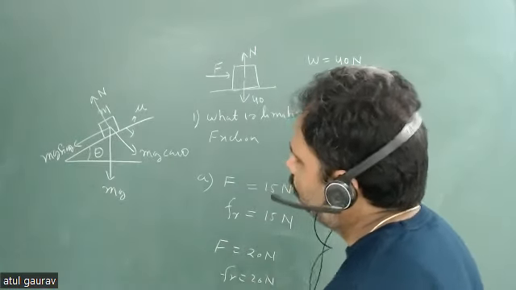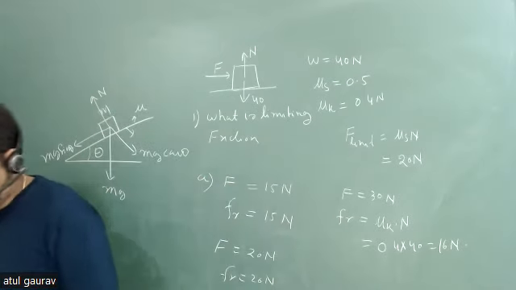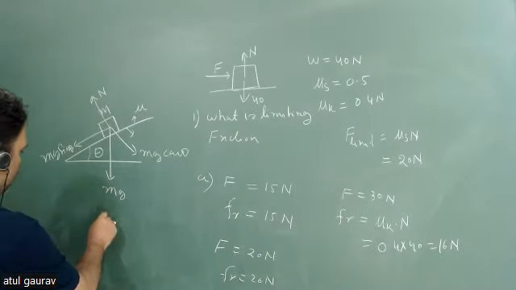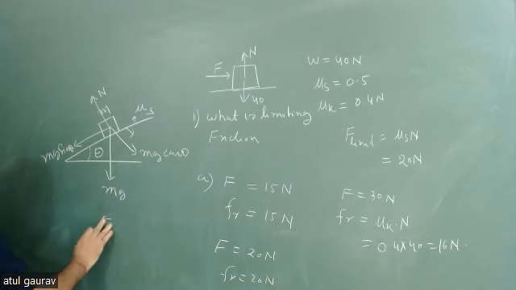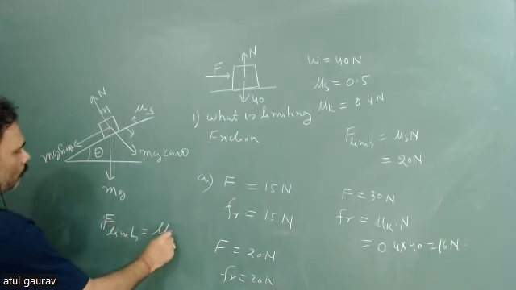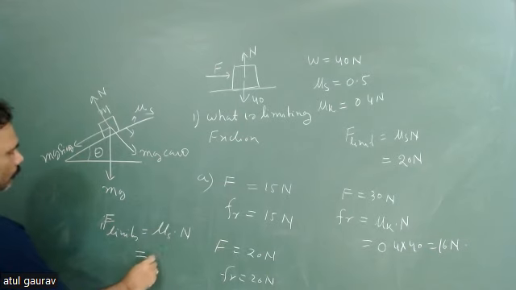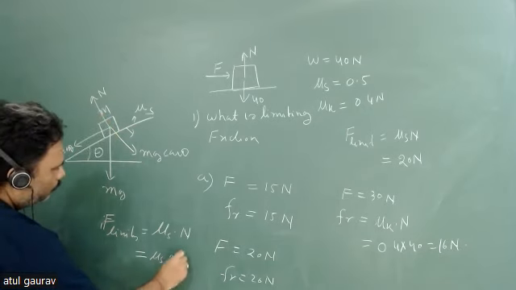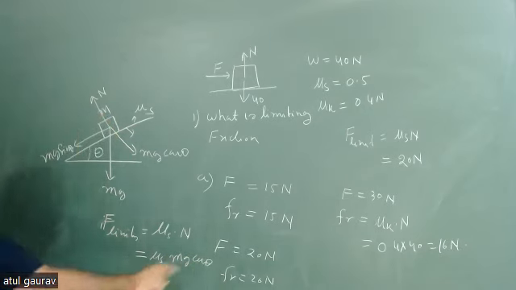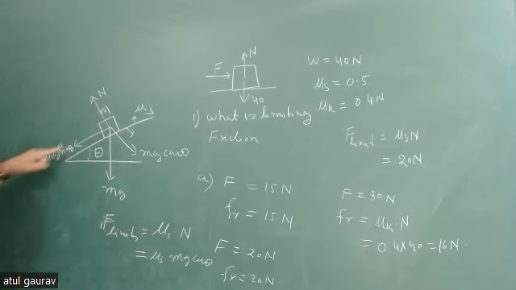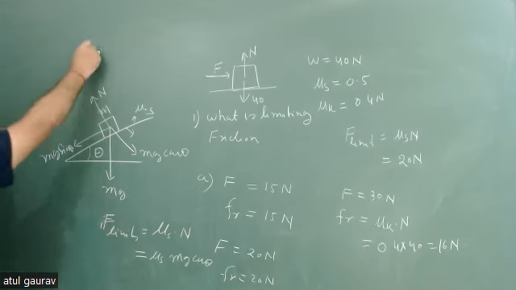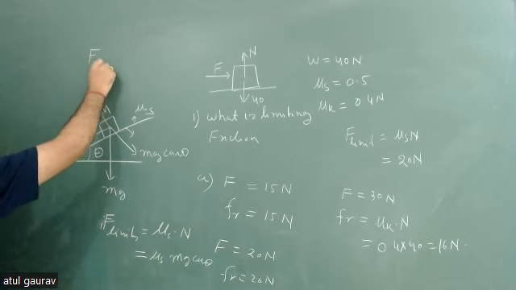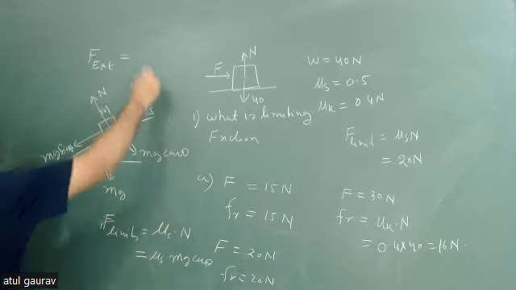What is your limiting friction? Mu into N. So this is your static friction, and limiting friction F limiting is equal to mu s into N. What is the N value? N will be equal to mg cos theta. Now for the critical point, what is the external force here? External force is mg sin theta. So for the critical case, F external must be equal to limiting friction.